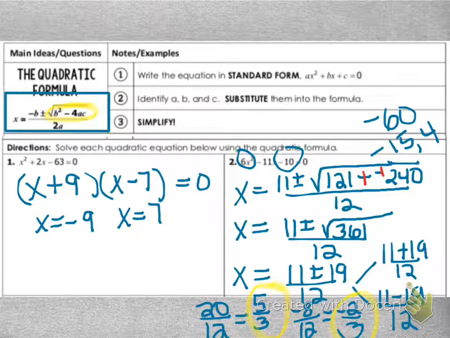So was this one much harder than doing the AC factoring? Maybe not. So when it's a really easy one, like number 1, I would always try to factor it if I can. Might as well give it a shot. And with 2, it's kind of a toss-up. It took probably about as much time to do the quadratic formula as it would have taken us to do the AC method. The only problem is with the quadratic formula, there's lots of opportunities to make mistakes.